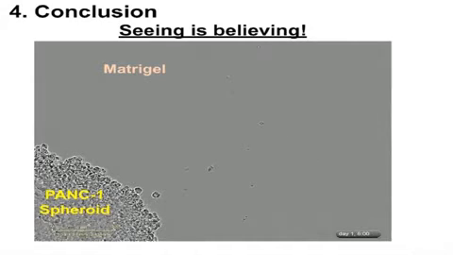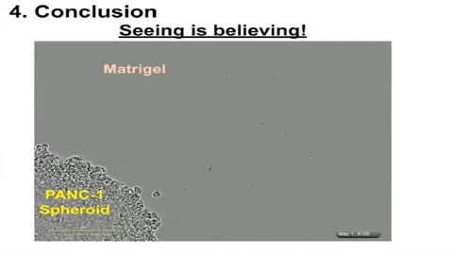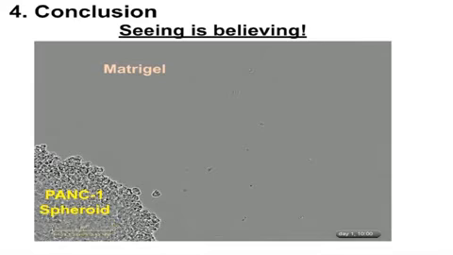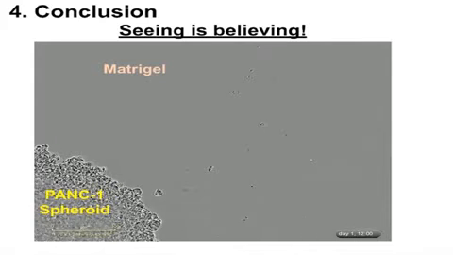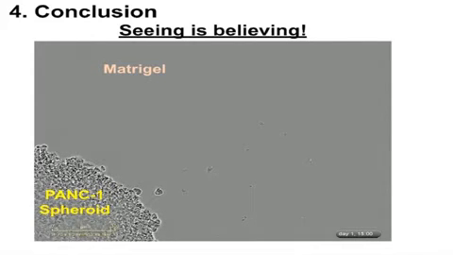Furthermore, we used BSO, which is an inhibitor of GSH biosynthesis, to see the effect of low GSH on the invasive capacity of the PANC-1 cells. Treatment of PANC-1 cells with 0.3, 1, 2, 3, or 4 micromolar of BSO for 24 hours clearly reduced the intracellular GSH content in a dose-dependent manner.